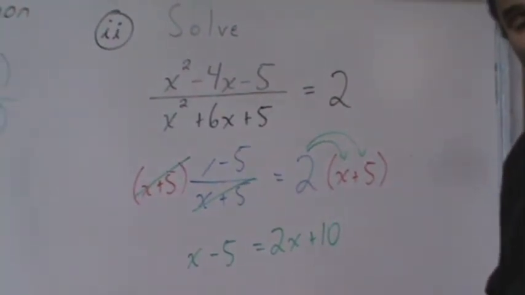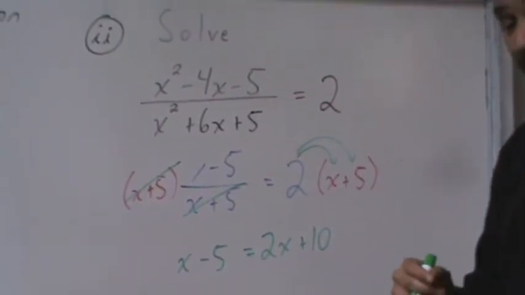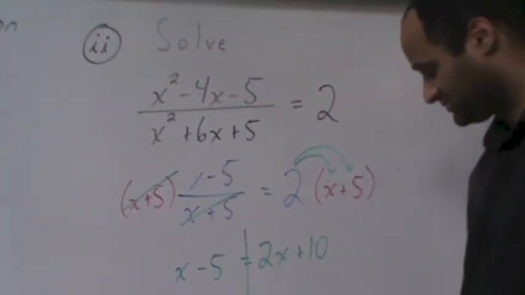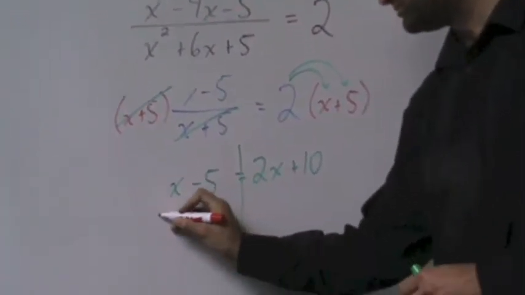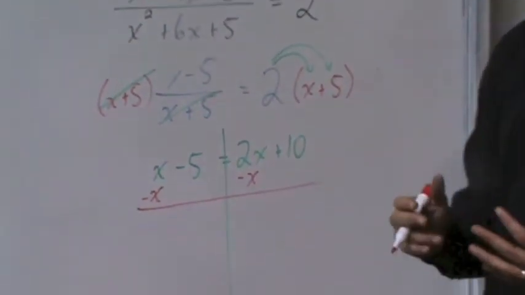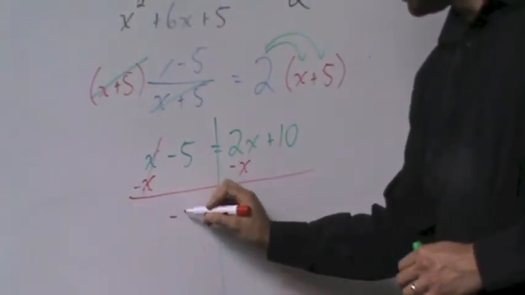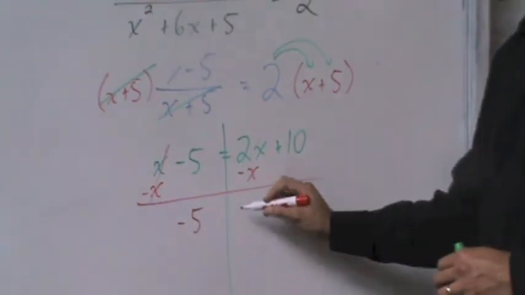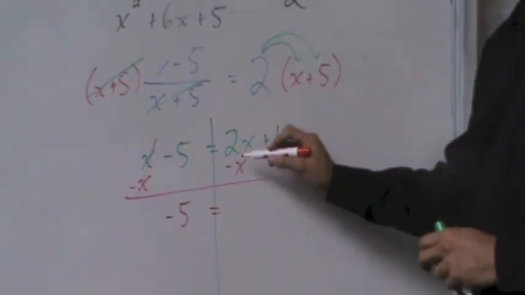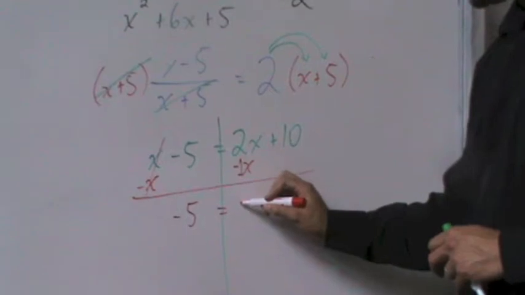Now we have a situation very similar to what we had in question 1a part 2. We have x's on both sides. We need to get rid of one of them because we can only have x in one place in order to solve. x minus x is 0. Don't forget your negative. 2x minus x. x by itself means 1x. So 2x minus 1x is 1x.